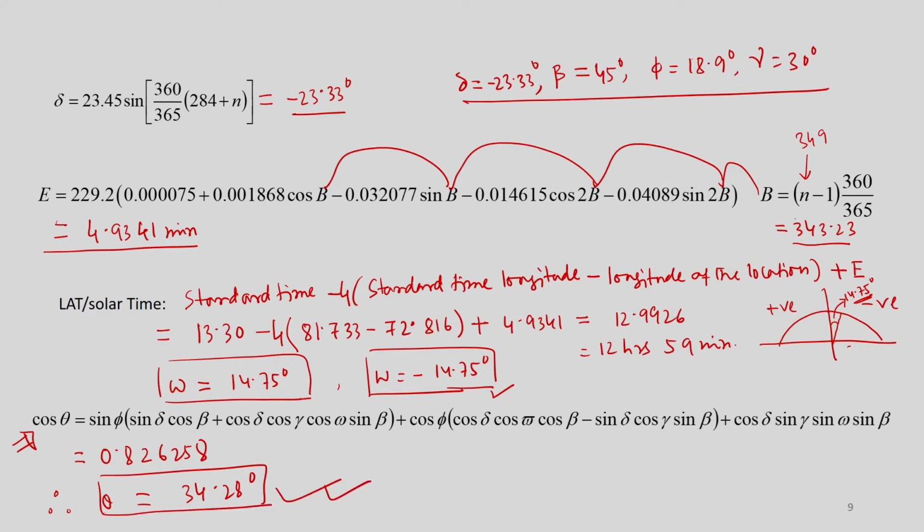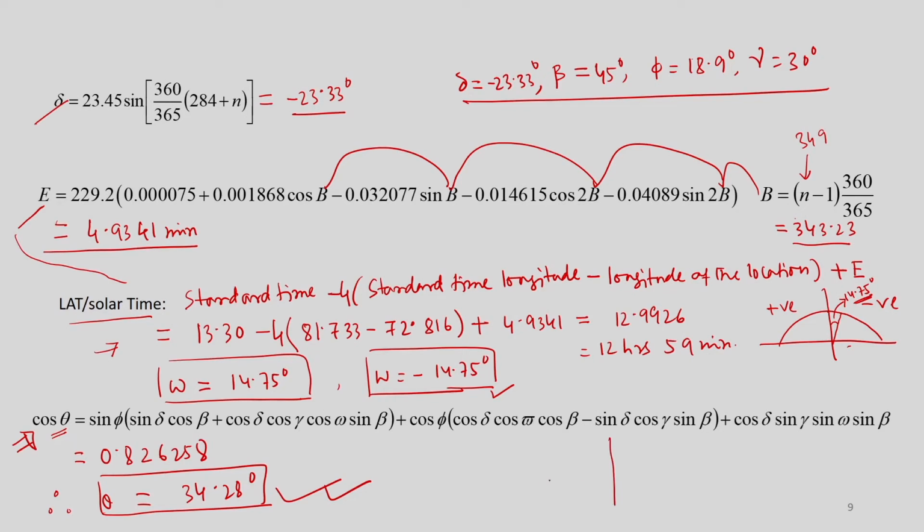So, this is a very interesting problem. It includes many components like how to calculate delta, how to calculate E, how to use this E for calculation of solar time or local apparent time, okay. And then finally, how this omega can be derived from this solar time, and then finally, we can use all the values given in the problem for calculation of theta. This theta is nothing but incidence angle.